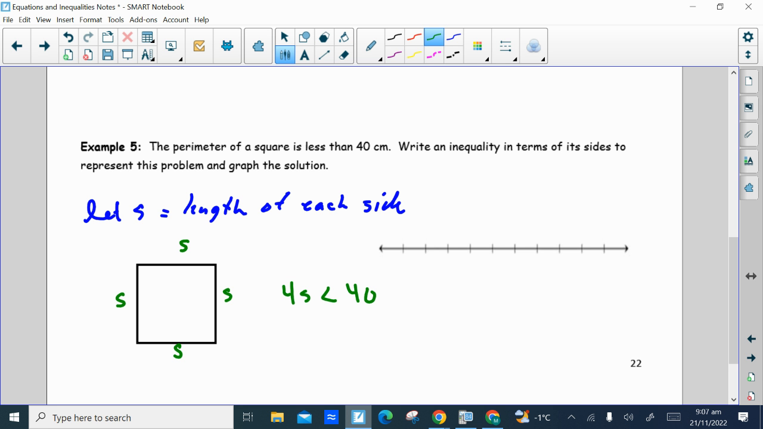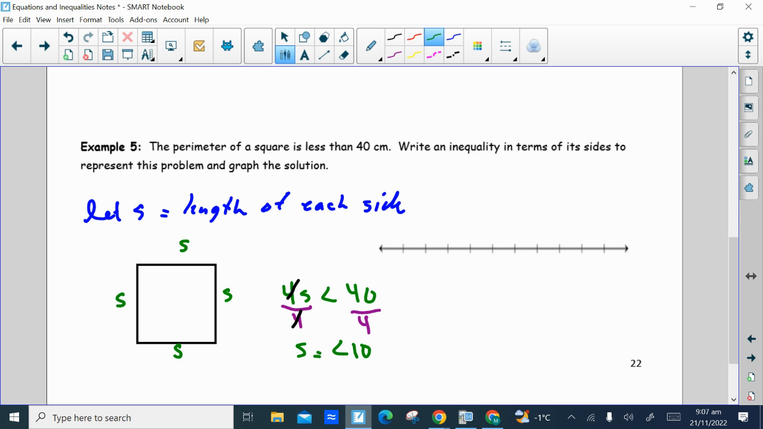And if we want to get S by itself, we haven't done any work where we're solving inequalities yet. That will come tomorrow, but it's going to be the same process. You need to get S by itself. Hooked onto the S is a 4 by multiplication, so we do the opposite, which is divide both sides by 4. They cancel on the left, and you'll have S is less than 10. Each side must be less than 10 centimeters.